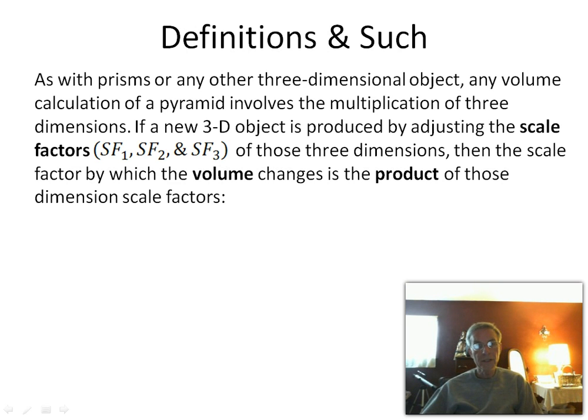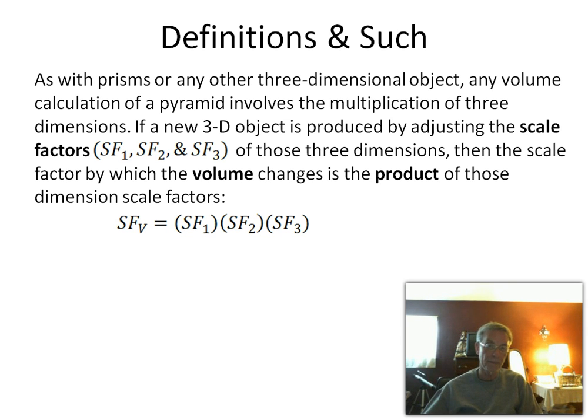The definitions and such. As with prisms or any other three-dimensional object, any volume calculation of a pyramid involves the multiplication of three dimensions. If a new 3D object is produced by adjusting the scale factors, scale factor 1, scale factor 2, and scale factor 3 of those three dimensions, then the scale factor by which the volume changes is the product of those dimension scale factors. So that means you multiply them all together like this for the volume. So the scale factor of the volume will change by scale factor 1 times scale factor 2 times scale factor 3.